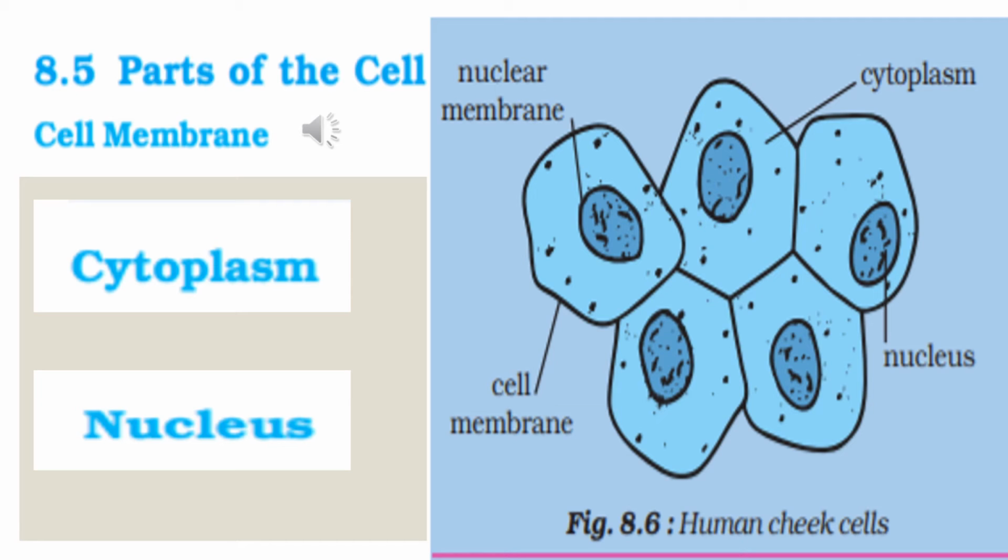So now, what are the parts of the cell? The cell contains three parts. The first is the cell membrane, then the cytoplasm, and the nucleus. I have given the human cheek cells here. It has the cell membrane, nucleus, cytoplasm, and the nuclear membrane. The nucleus is surrounded by a membrane called the nuclear membrane.